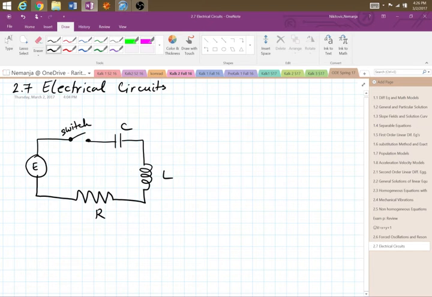You also have the source, which could be a battery or an electrical generator. Once you close the switch, the electrical current, which is the motion of electrons through the wire, will start flowing through the circuit. We have three basic components here.